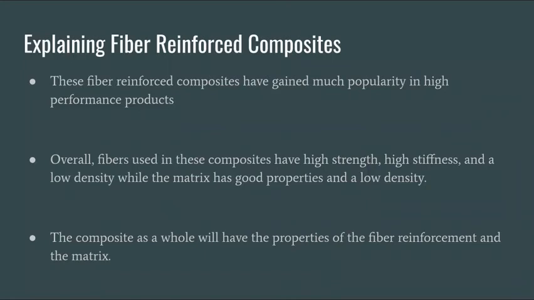Those were these fiber reinforced composites, and they are used for many of the industries that have come about with automotive, aerospace, any of the newer industries with high performance products. So overall, the fibers are used in these composites. I kind of already explained this, but they have high strength and high stiffness and a low density, while the matrix has good properties and a low density. When you put those two together as a composite, they will have properties of the fiber reinforcement and the matrix.